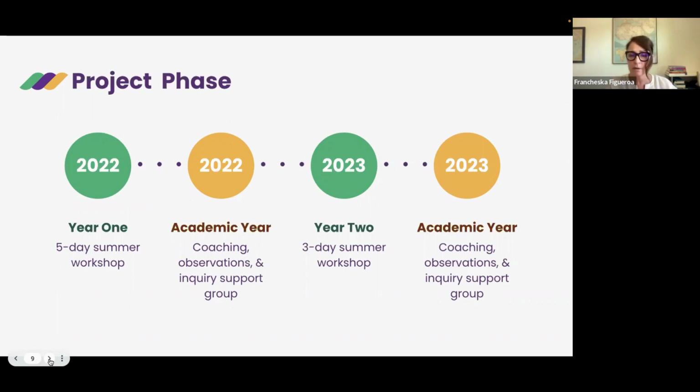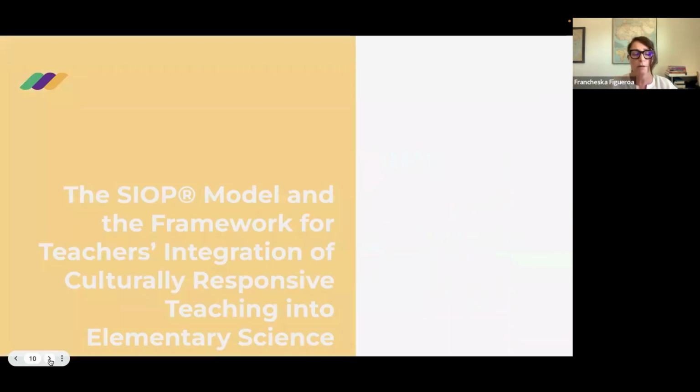Year 2, we will have a 3-day summer workshop, and again, during that academic year, we will provide coaching observations and an inquiry support group using an online learning community. So I'm now going to make a connection between the SciOp model and an additional framework that we created for our research, the framework for teachers' integration of culturally responsive teaching into elementary science.